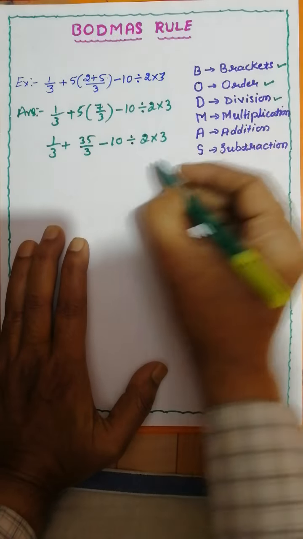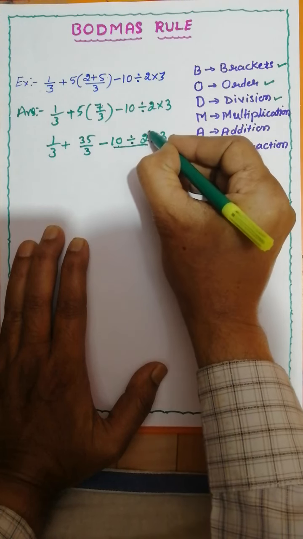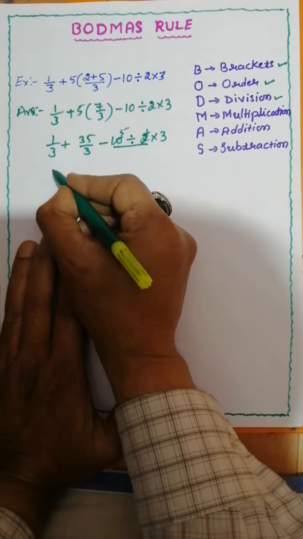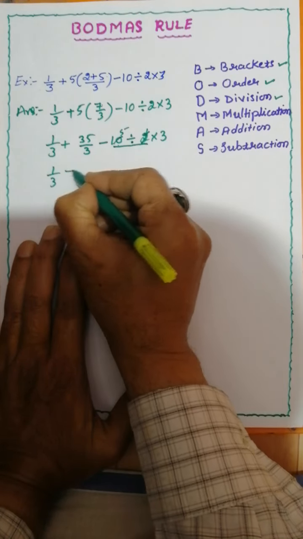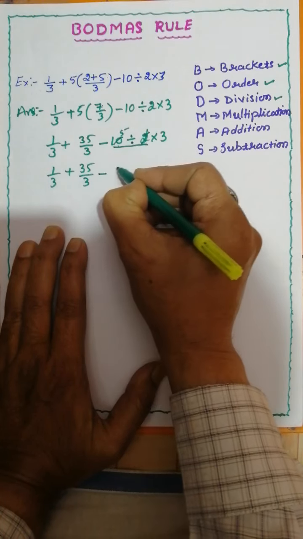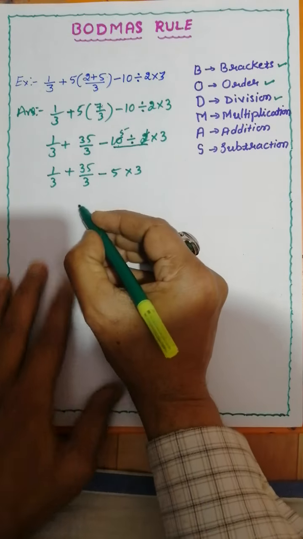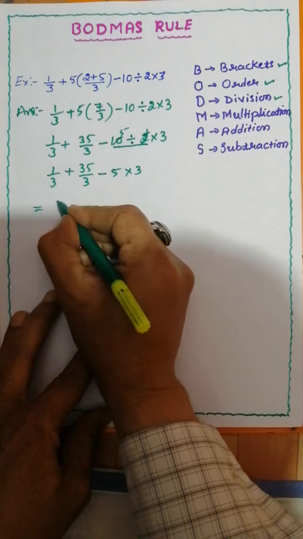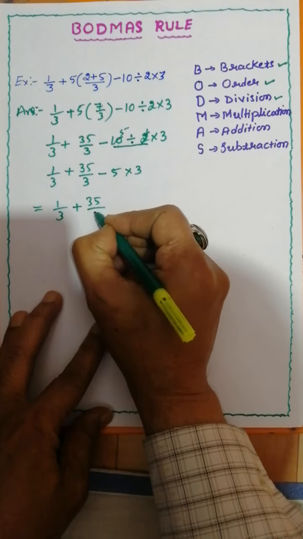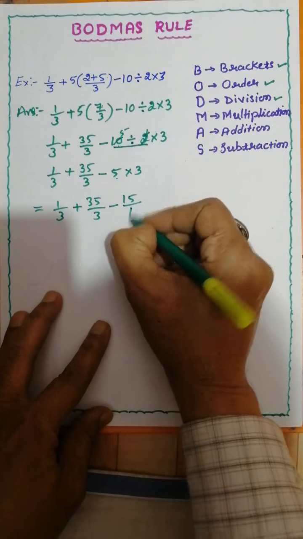Third step, division. Division is here: 10 divided by 2. Here 2 1s are 2, 2 5s are 10. 5 remains only. 1 by 3 as it is plus 35 by 3 minus 5 into 3.